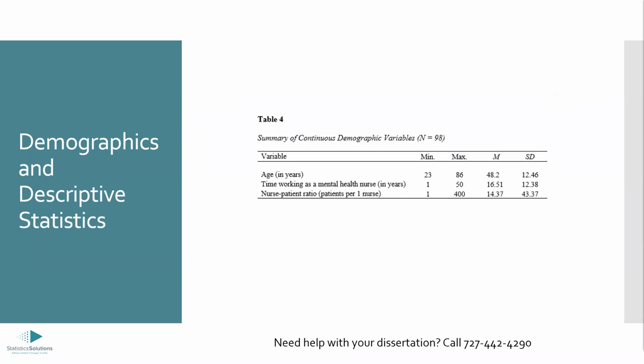And this is an example of a table for continuous variables. So what we saw before was a table with categorical variables. So we had frequencies and percentages. So in this table, we have the minimum, maximum, mean, and standard deviation, for things like age and some other variables.